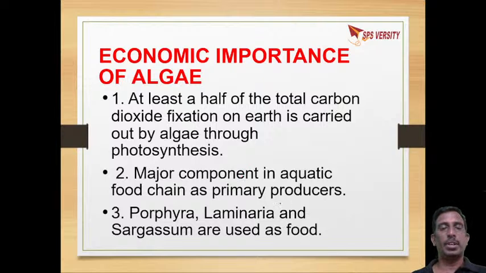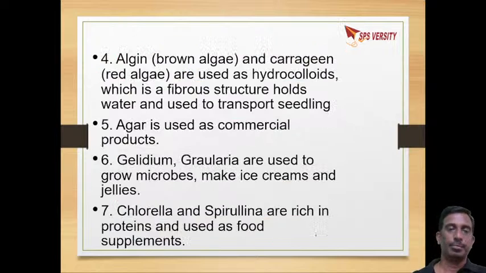Algae are autotrophic; half of the total carbon dioxide is fixed by algae through photosynthesis. They are mostly aquatic and play an important role as primary producers in the food chain. Many algae are used as food, like Porphyra, Laminaria, Sargassum. And we get the products algin and carrageenan. Algin from brown algae, carrageenan from red algae, which are used as hydrocolloids for water holding and used to transport seedlings.